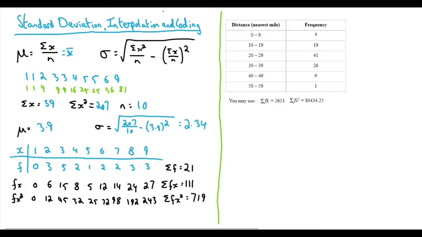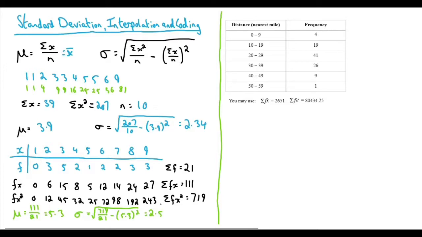But either way, now that we have these numbers, we can now say that the mean is going to be your 111 over 21, which is going to get you approximately 5.3. And as for the standard deviation, we'll be doing the square root of 719 over 21 minus 5.3 squared, which should get you approximately 2.5.